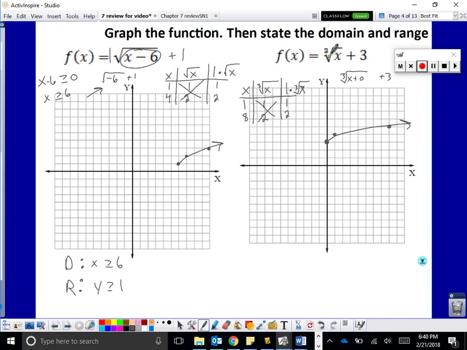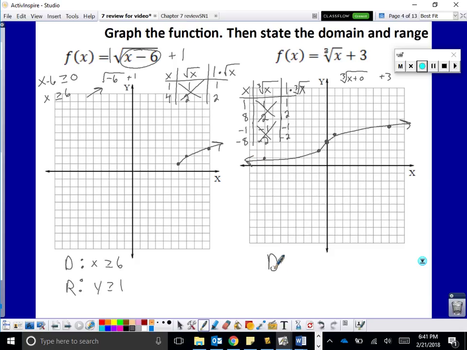Now remember, this is a cube root, so now I don't have a domain restriction. I can plug negative numbers in here, because if I plug -1 and -8 in, cube root of -1 is -1, cube root of -8 is -2. If I multiply by 1 and 2, that's going to give me -1, -2. So I'm going to go left 1, down 1, and left 8, down 2 from my starting point. So left 8, down 2, and I get a graph that looks something like this.